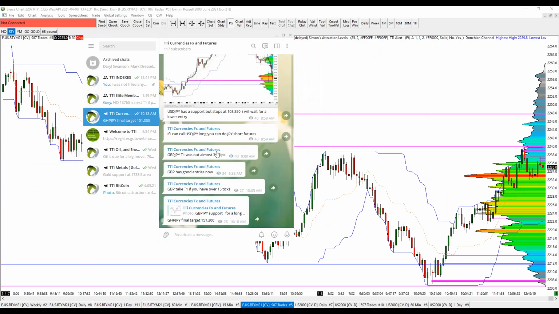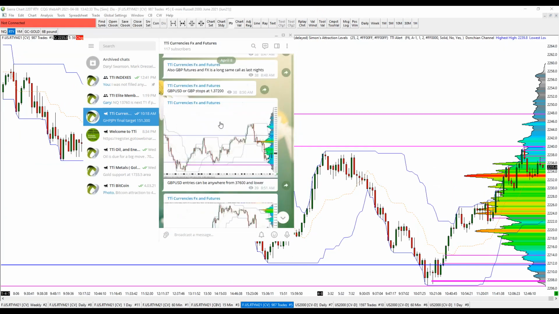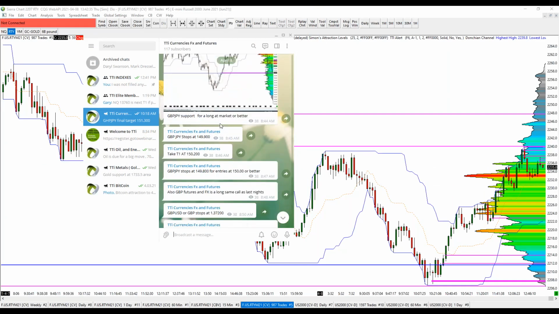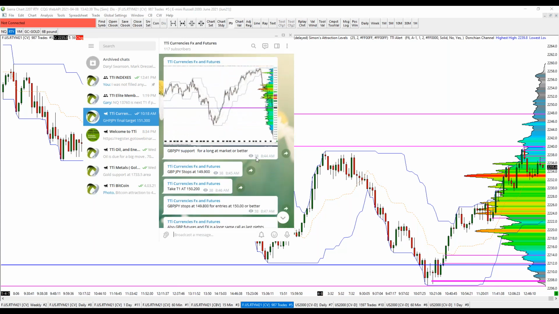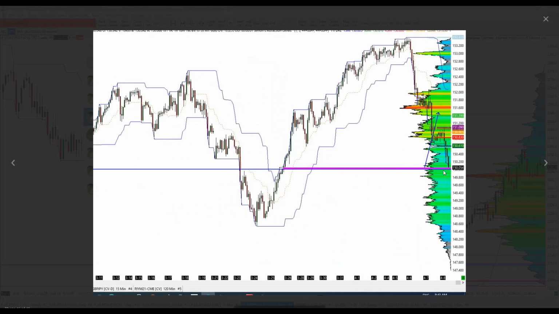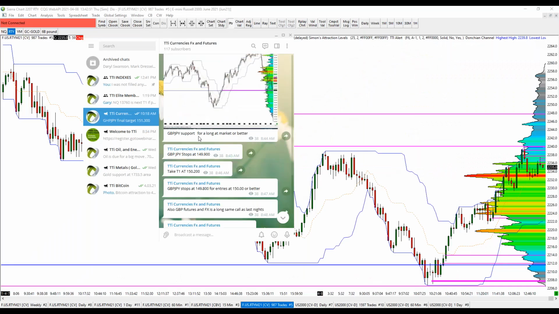Today, this is April 8th, right? Today is April 8th. First thing in the morning at 8:44 a.m., I said pound yen support. You see how this magenta line popped up on the pound yen? I said support for a long at market or better.